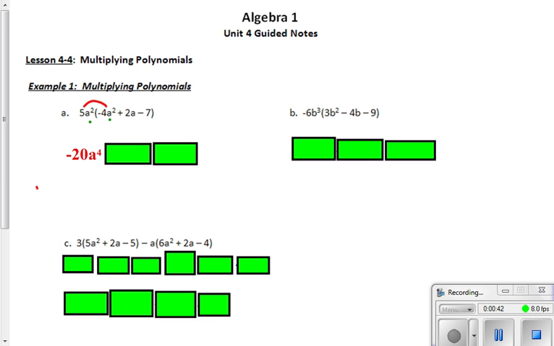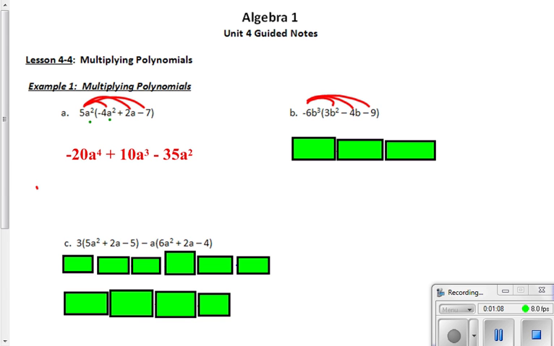Then we distribute 5a to the second into a positive 2a. We get 10a to the third, and 5 into negative 7, which would give us negative 35a to the second power. B, same scenario, negative 6b cubed. We would distribute into each one of those terms there.